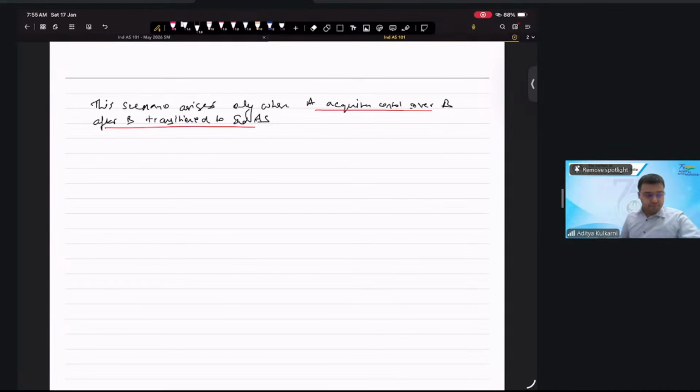Now, let us suppose B transitions to Ind AS in 2016-17. For A, it will be applicable in 2020-22. Right? Now see, think about it logically, it's quite simple. Apply common sense and you will get it. B has opted for a policy not to restate, from 2016-17. B has opted not to restate.